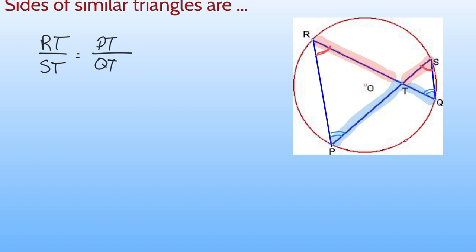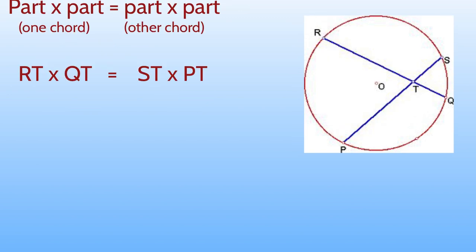Now, that's all well and good, but it makes a lot more sense if you cross multiply it, because if you do RT times QT equals PT times ST, what that ends up making is RT times QT is basically this part of the chord times the other part of the same chord equals PT times ST. So this part of the chord times this part of the chord. And that is the relationship that we have.